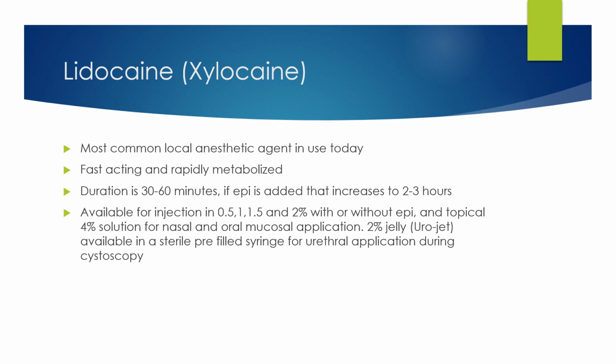It's available for injection in 0.5, 1, 1.5, and 2% with or without epi. A topical 4% solution for nasal and oral mucosal applications. And it's also available in a 2% jelly called a Urojet. That is opened sterilely in the sterile field. It comes in a sterile pre-filled syringe. And that's used for urethral application during cystoscopies.